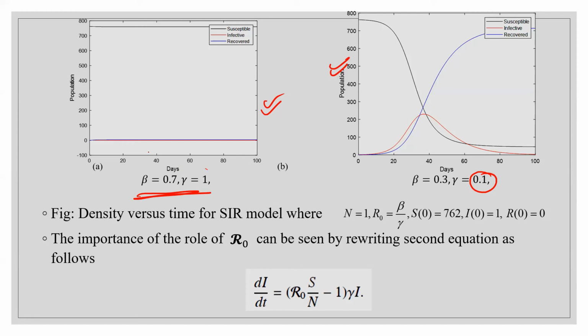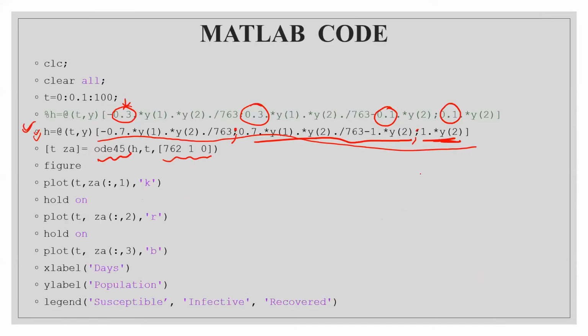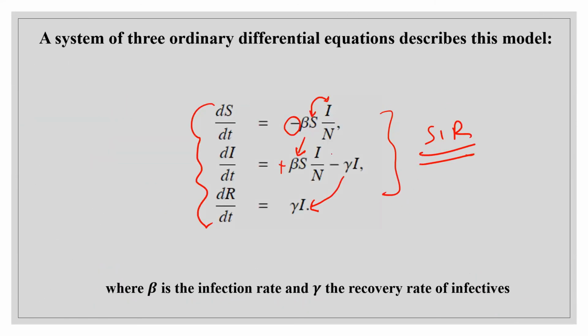Here there is no red outbreak, meaning infective people are 0, because the recovery rate is high, and here there is an outbreak of the disease. There is one important parameter called the basic reproduction number, which tells you whether the disease will grow or become 0. So what is this basic reproduction number? I will just tell you with a simple derivation.